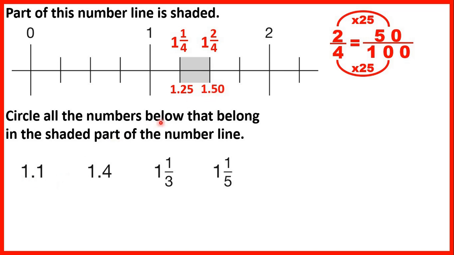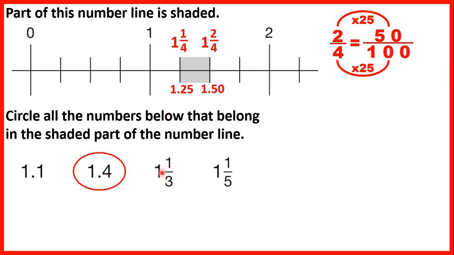So now we need to compare these numbers to 1.1 and 1.4. To do that, it's useful to write zeros on the end, because we can always write zeros on the end of decimals without changing the value of the number. So because 1.10 is less than 1.25, it won't be in the shaded space. But 1.40 is between 1.25 and 1.50, so we can circle 1.4.